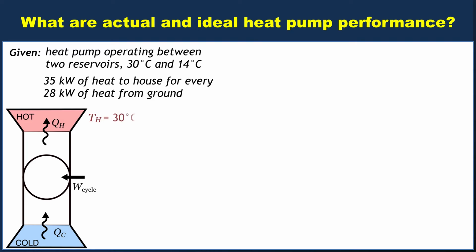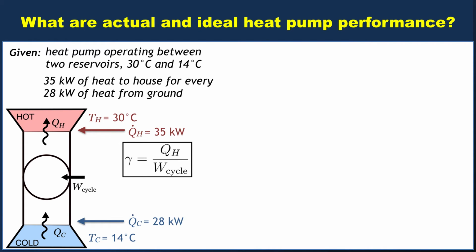Okay, so the temperature of the hot reservoir is 30 degrees C. Temperature of the cold reservoir is 14 degrees C. Now, we don't know the values of Q. But we do know the values of Q dot, so we're told the powers. We know that Q dot H is 35 kilowatts. We're also told that Q dot C is 28 kilowatts. Furthermore, for any heat pump, we know that its coefficient of performance, gamma, is given by the ratio of Q sub H to W cycle.